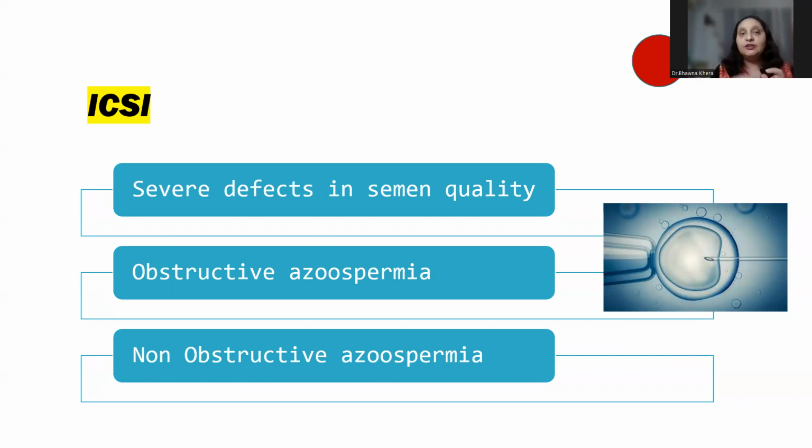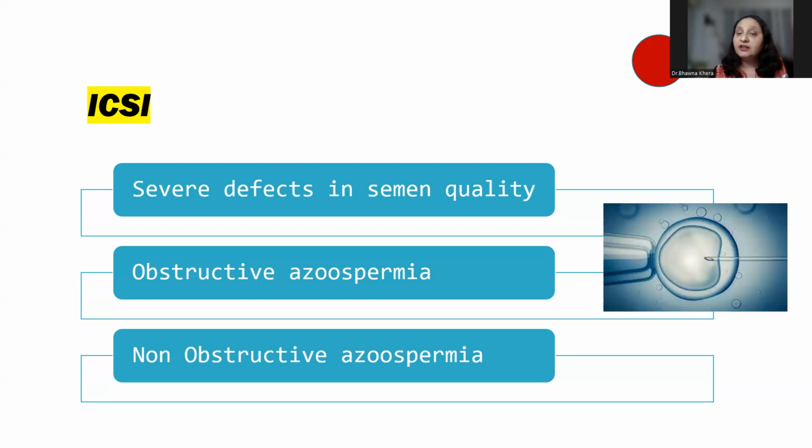But in ICSI, you take one sperm and you put it into the ovum. Okay, you don't allow natural mating, you just put that sperm into the ovum. Now that means there was some type of failure in the IVF, or the sperms don't seem to be of adequate amount or adequate quality, so that IVF is, you think, not possible. So ICSI is basically done when there are severe defects in semen quality.